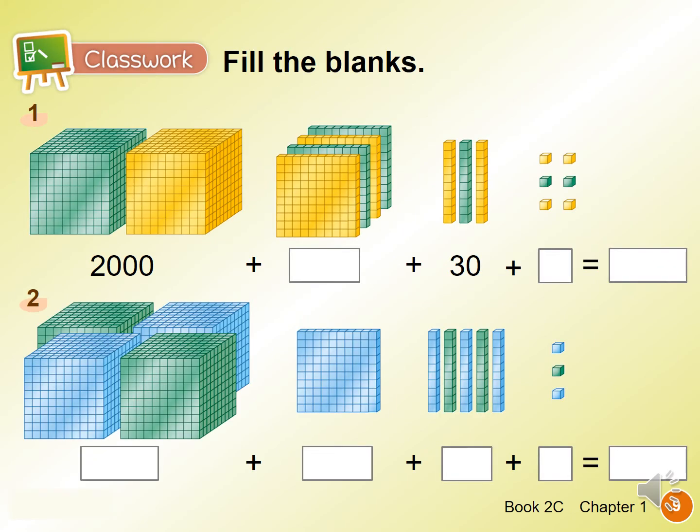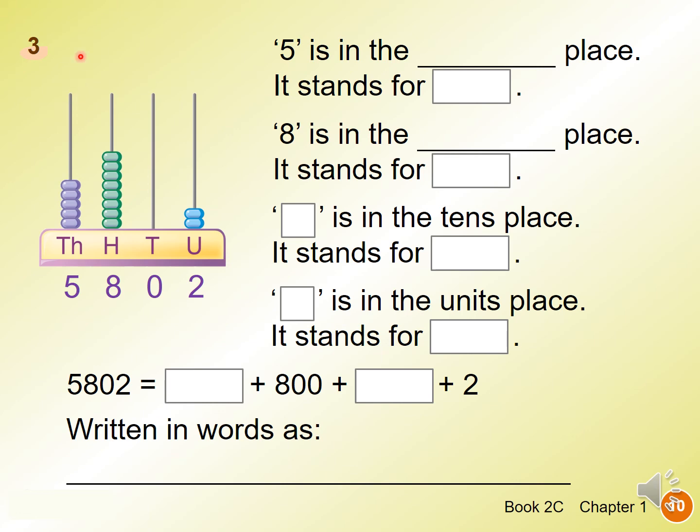Let's work on the classwork. Question number 1. 2 large blocks make 2000. 4 flats make 400. 3 rows of counting blocks make 30. 6 counting blocks are just 6. Adding them together, we have 2,436. You work on question number 2 and number 3 on your own. Answers will be given tomorrow.